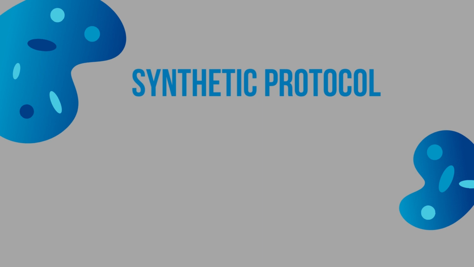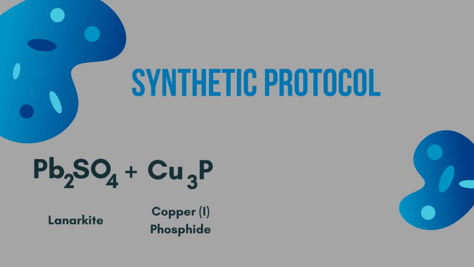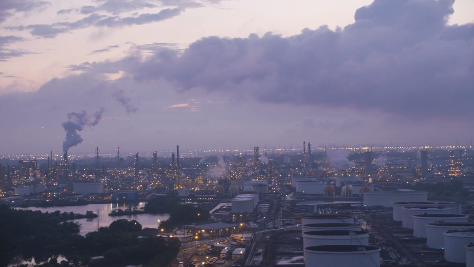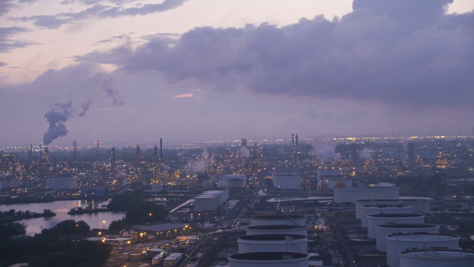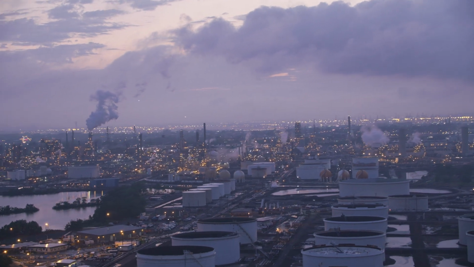Essentially, equal molar parts of lanarkite, or Pb2SO4, with copper 3 phosphide, Cu3P, are mixed, placed under vacuum and reacted at a temperature of 925 degrees Celsius. Other than the high reaction temperatures, which are energy intensive, this procedure is rather rudimentary, meaning it could have easily been applied to an industrial setting.